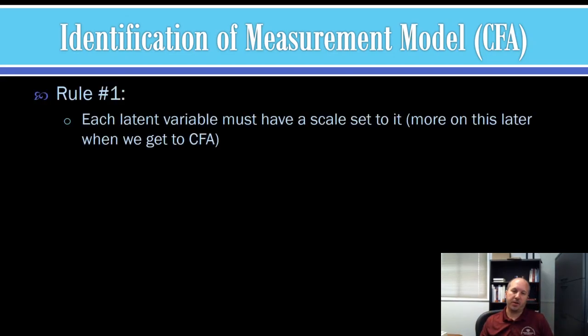The second part around the rules of identification are for the measurement model. So for the CFA part of your model, the latent structure of your model. For this, there are 2 rules. First, each latent variable must have a scale set to it. We're going to go over this when we cover confirmatory factor analysis. You will not be able to do a CFA without having a scale set to it, so that'll be taken care of when you conduct your CFA correctly.